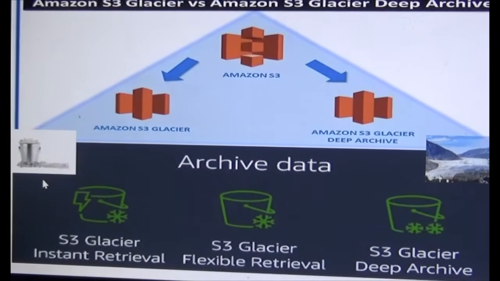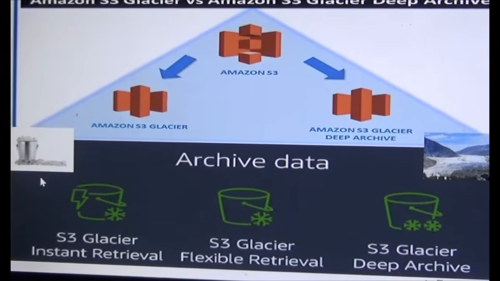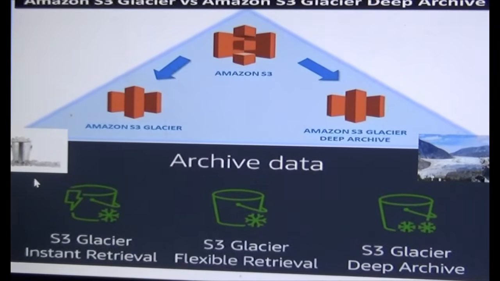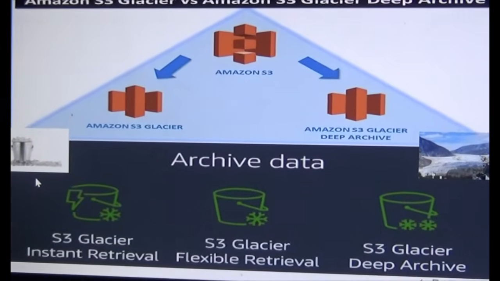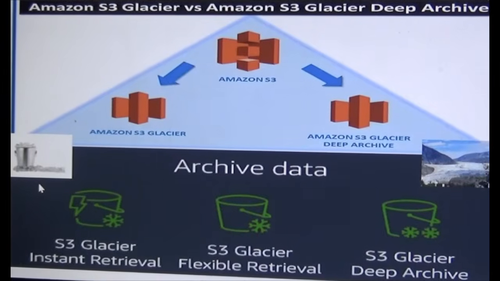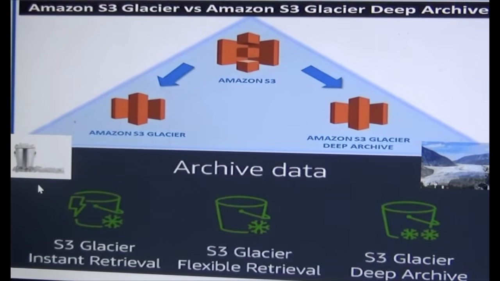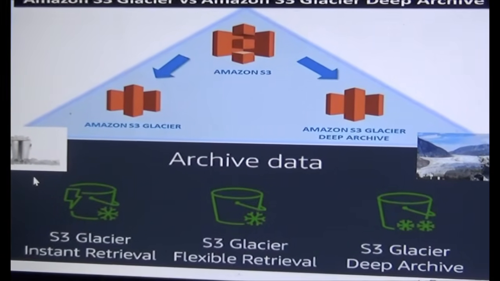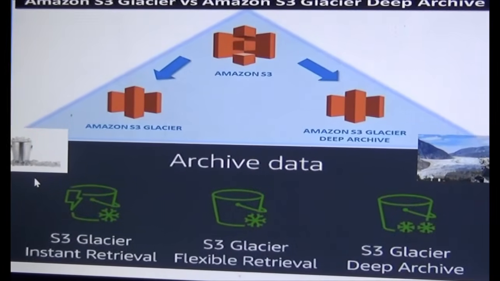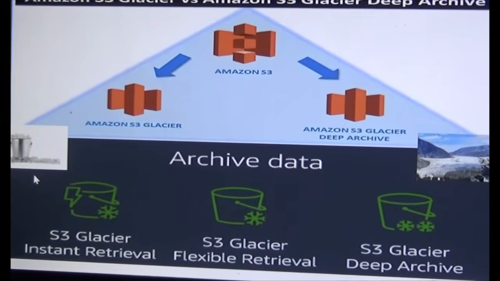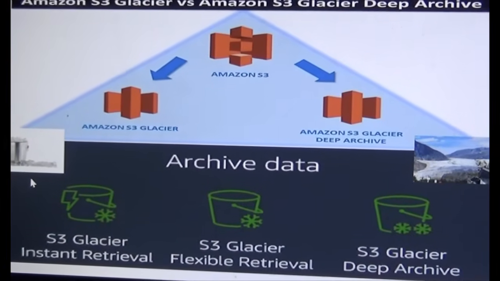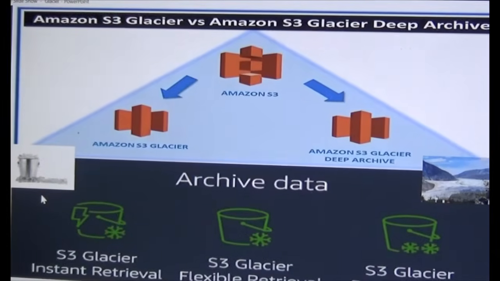As I mentioned, there are 3 classes of S3 Glacier: Glacier Instance Retrieval, Glacier Flexible Retrieval, and Glacier Deep Archive. With Glacier Instance Retrieval, you get low-cost storage designed for data archiving where you can retrieve objects in milliseconds, best for if you require retrieval at any time. For Glacier Flexible Retrieval, you get a lower-cost object storage class where your configurable retrieval time is from minutes to hours, could take up to 12 hours.